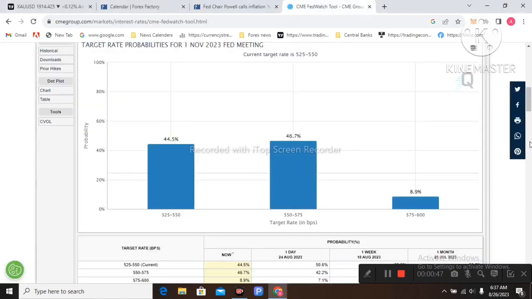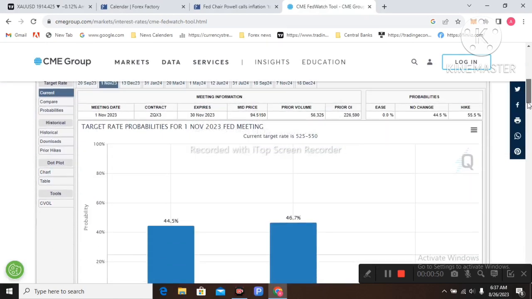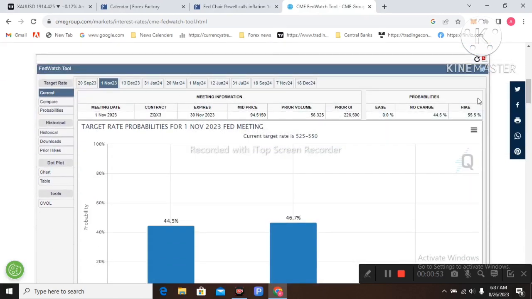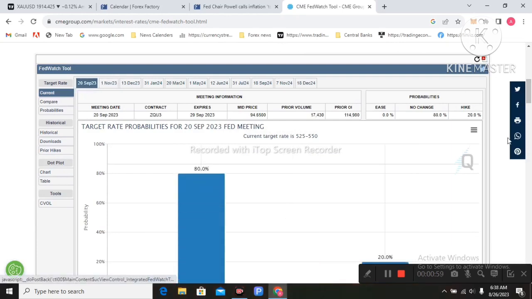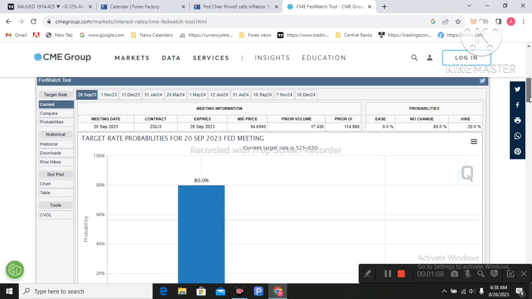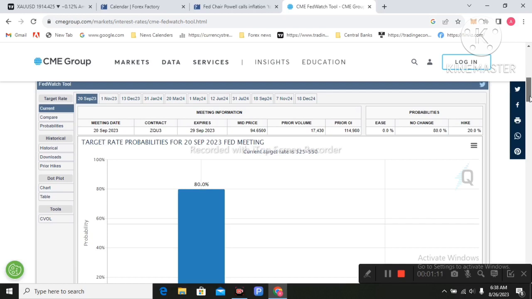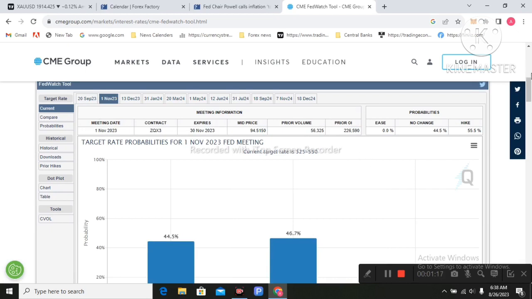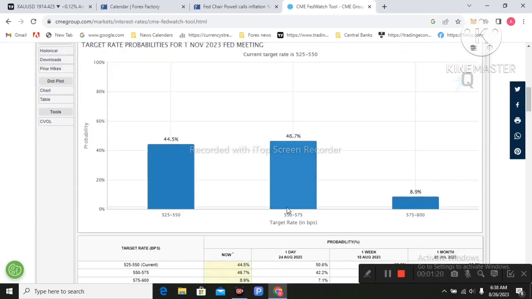You can see I am on the FedWatch Tool website, so you can see the September forecast, what is going on with the interest rate. For September, there is an 80% probability that the interest rate pauses at 5.5, which is the current rate. After Powell's speech yesterday, you can see the FedWatch Tool November forecast: a 46% probability of an interest rate hike of 25 bps.